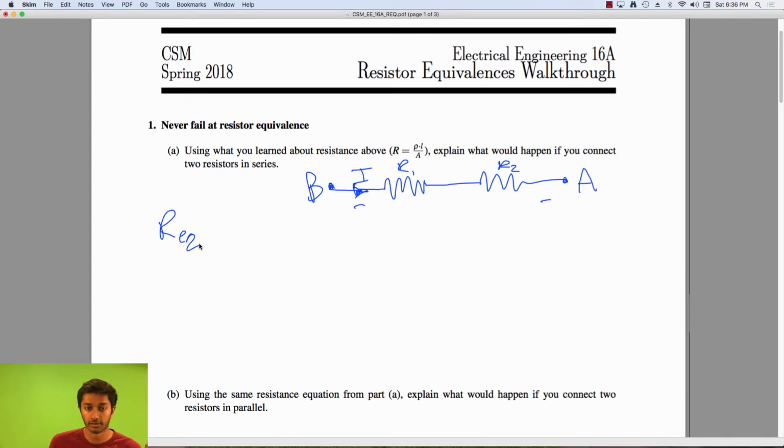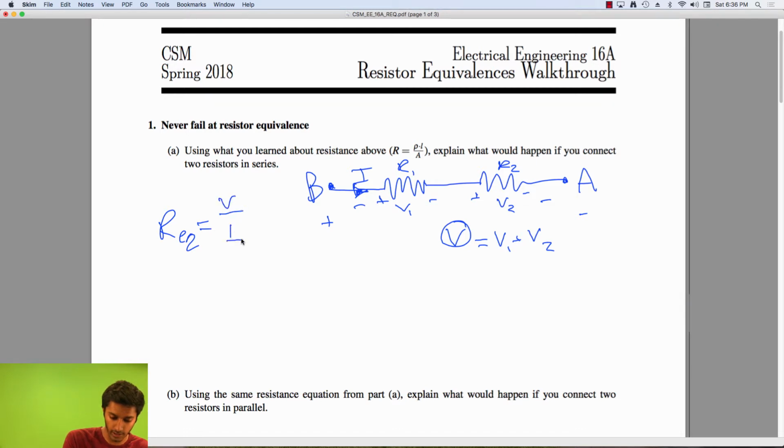And if we know that the voltage drop between node B here and node A is V, then we also know that the voltage drop between resistor 1 is V1 and the voltage drop between resistor 2 is V2. We can write this total voltage drop V as V1 plus V2. So now, using Ohm's law, we can say Req is equal to V over I, where V is the voltage drop from node B to node A.